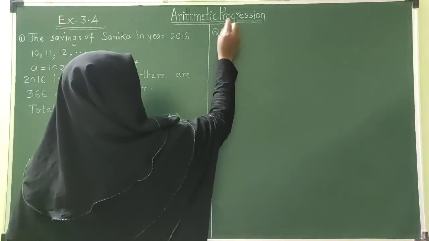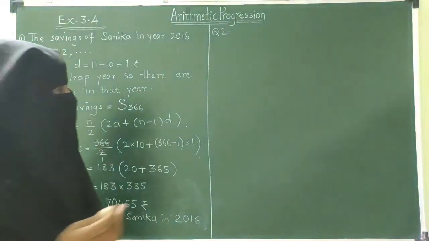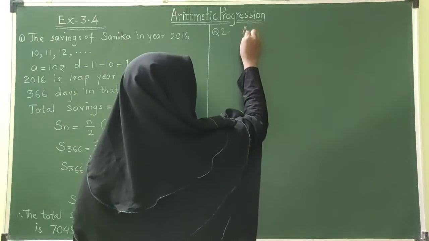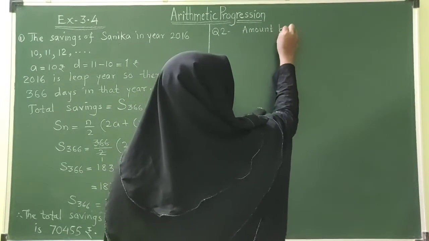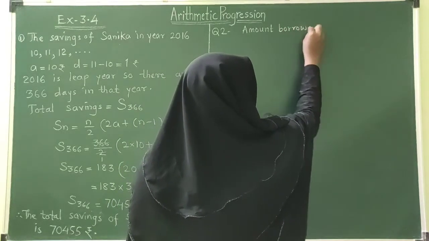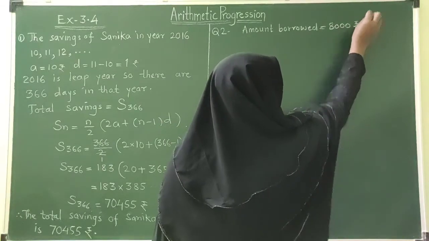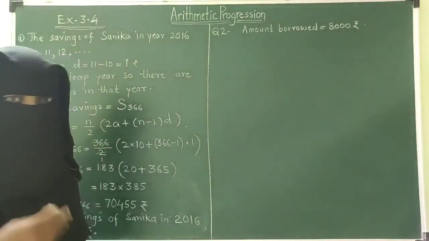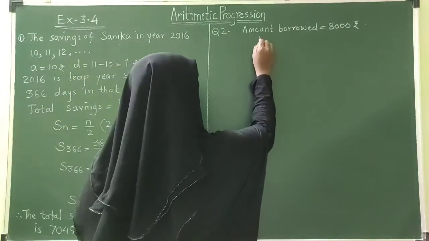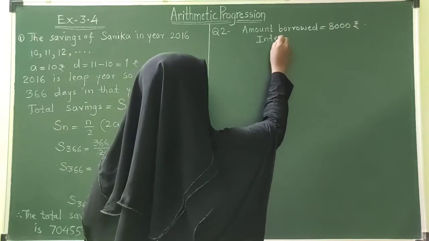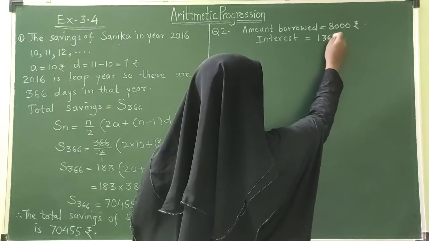In question number 2, total amount he borrowed is 8,000. Amount borrowed is equal to 8,000 rupees, and he agrees to repay with an interest of rupees 1,360.